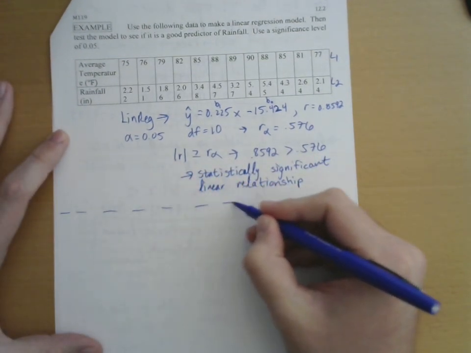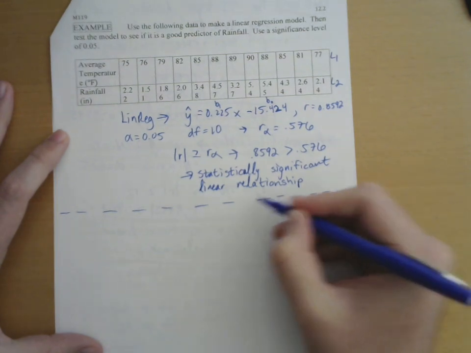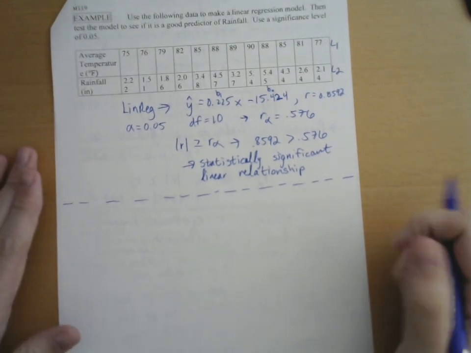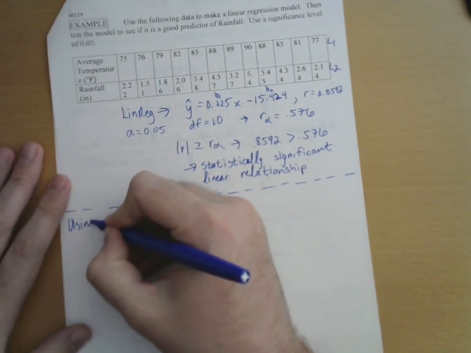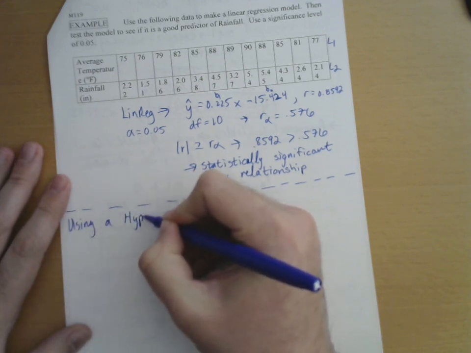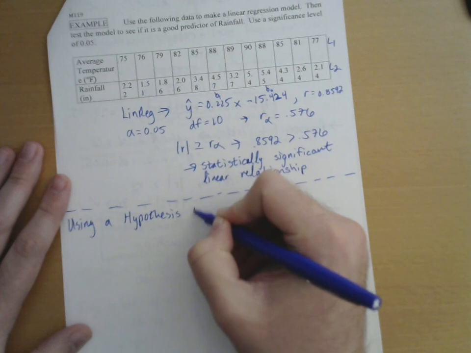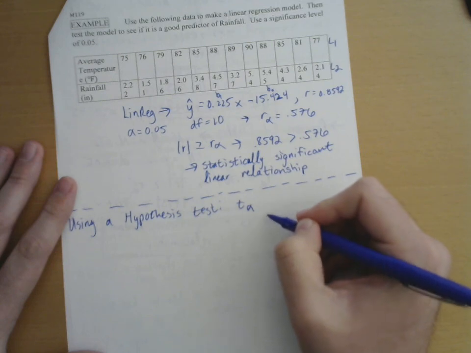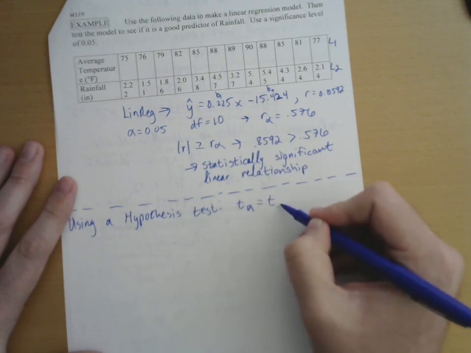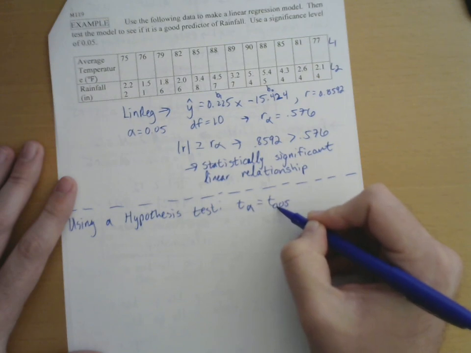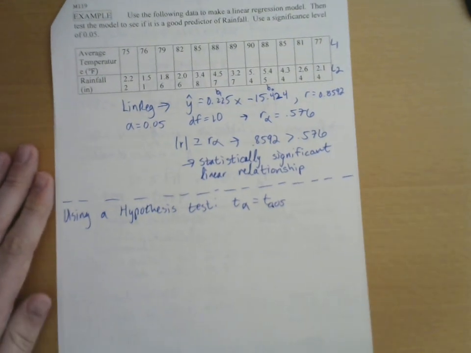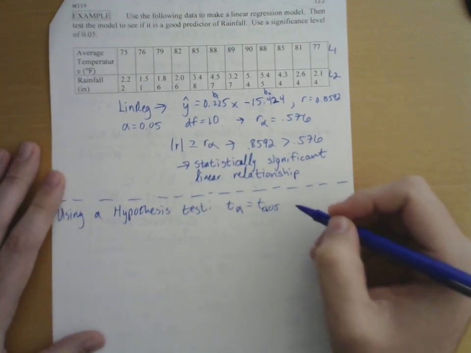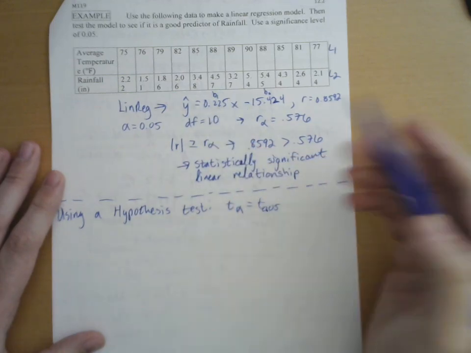So at this point the problem's almost done, but let's pause and let's take a look at how we would use a hypothesis test to do the same thing. So you have multiple avenues to solve these problems. So using a hypothesis test, we would be first looking for T sub alpha. T sub alpha is T of 0.05. So that's our critical T score. And we're looking at T sub alpha because this is a one-tail test, because we're looking for a significant positive relationship because we have a positive slope.